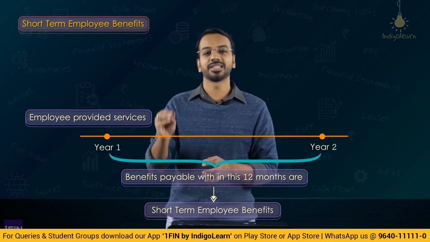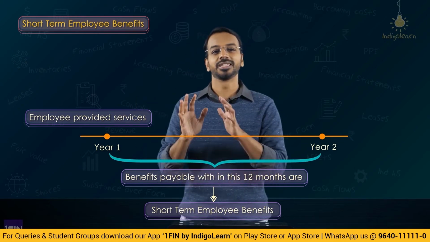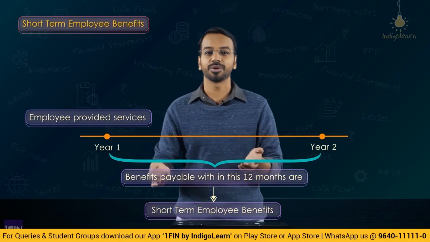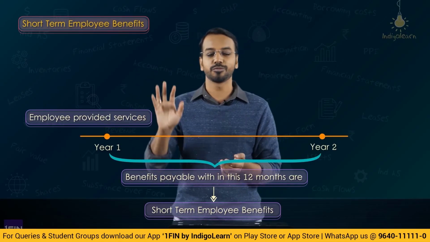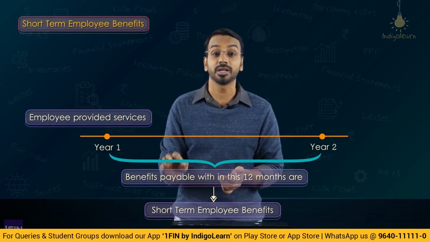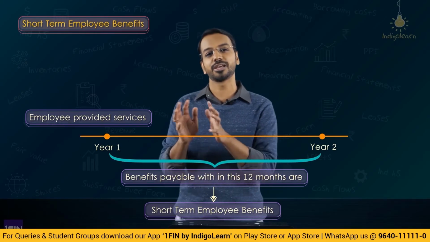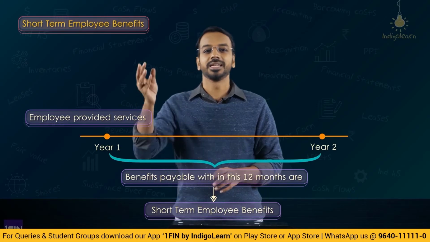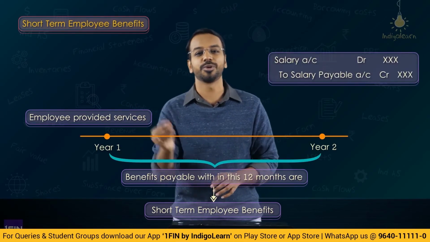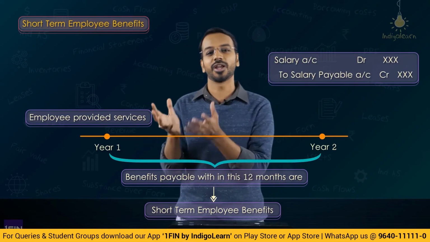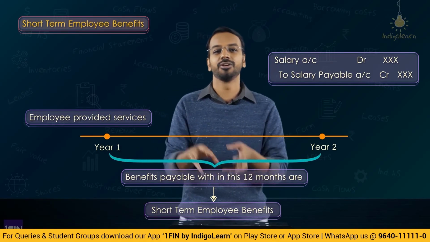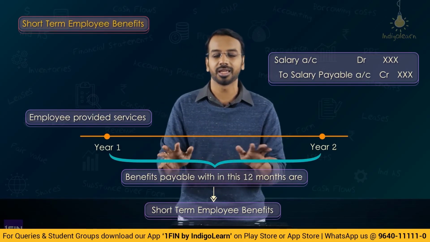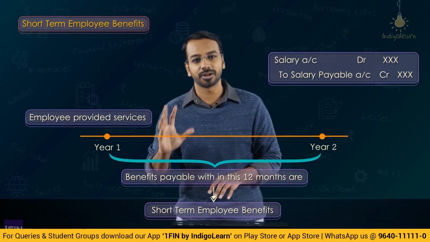Now, let me tell you, as far as short-term employee benefit is concerned, the accounting is very, very simple. Why? Because we know that some benefit has to be paid. It has to be paid within 12 months from the end of the period in which the employee renders the service. So, the accounting treatment would be as simple as salary expense debit to salary payable, right? That is how you will account for it. No discounting, no need of actual valuation, nothing. Short-term employee benefits are pretty straightforward, right?